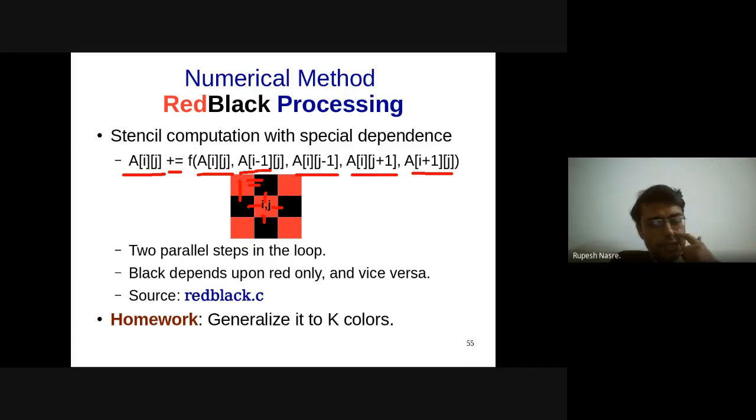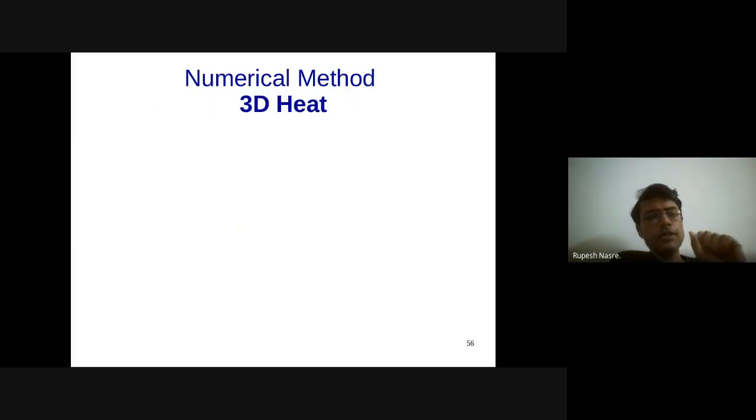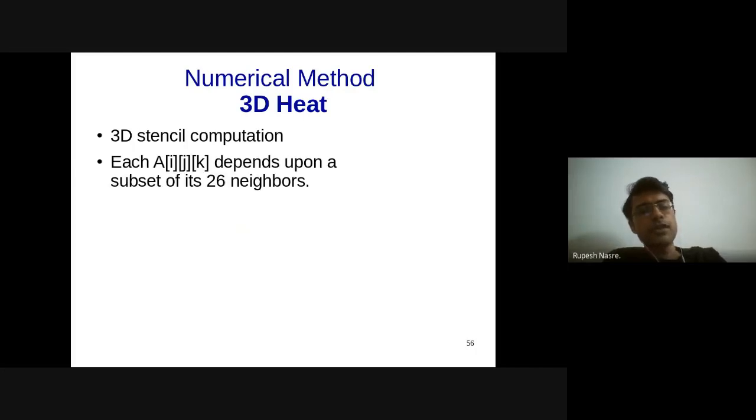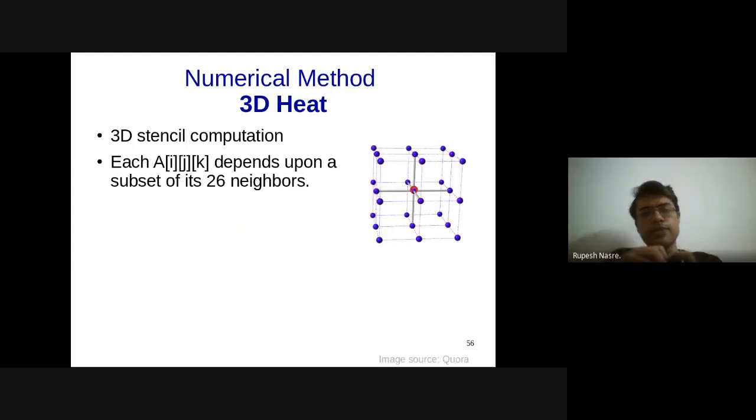Okay, another stencil computation is going to be in the context of 3D. So we talked about 2D, but I'm going to now switch gears and talk in the context of 3D. One of the important aspects that comes in is the 3D heat calculation. This method is again a variant of the stencil computation, where instead of using ij, I'm now going to use ijk as a three-dimensional matrix, and each element is going to depend upon, let's say, 26 of its neighbors in the 3D grid.